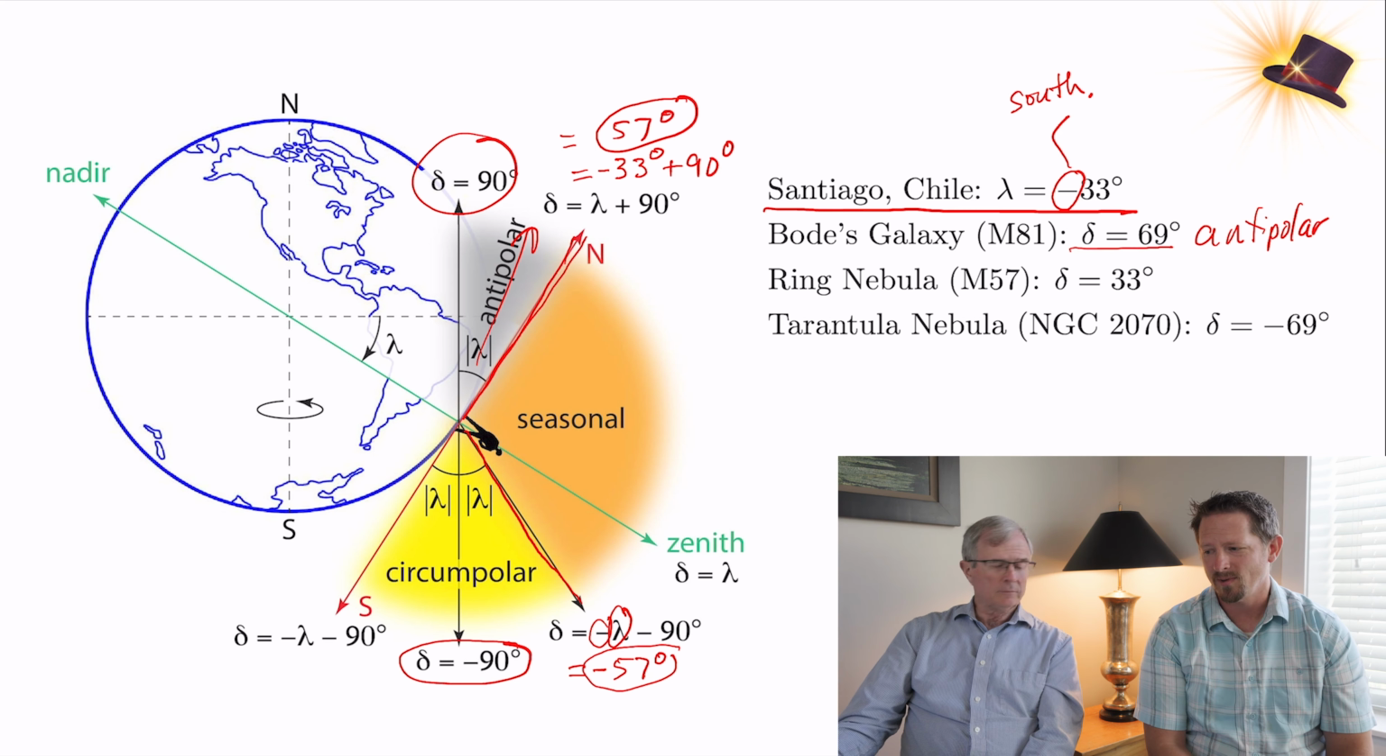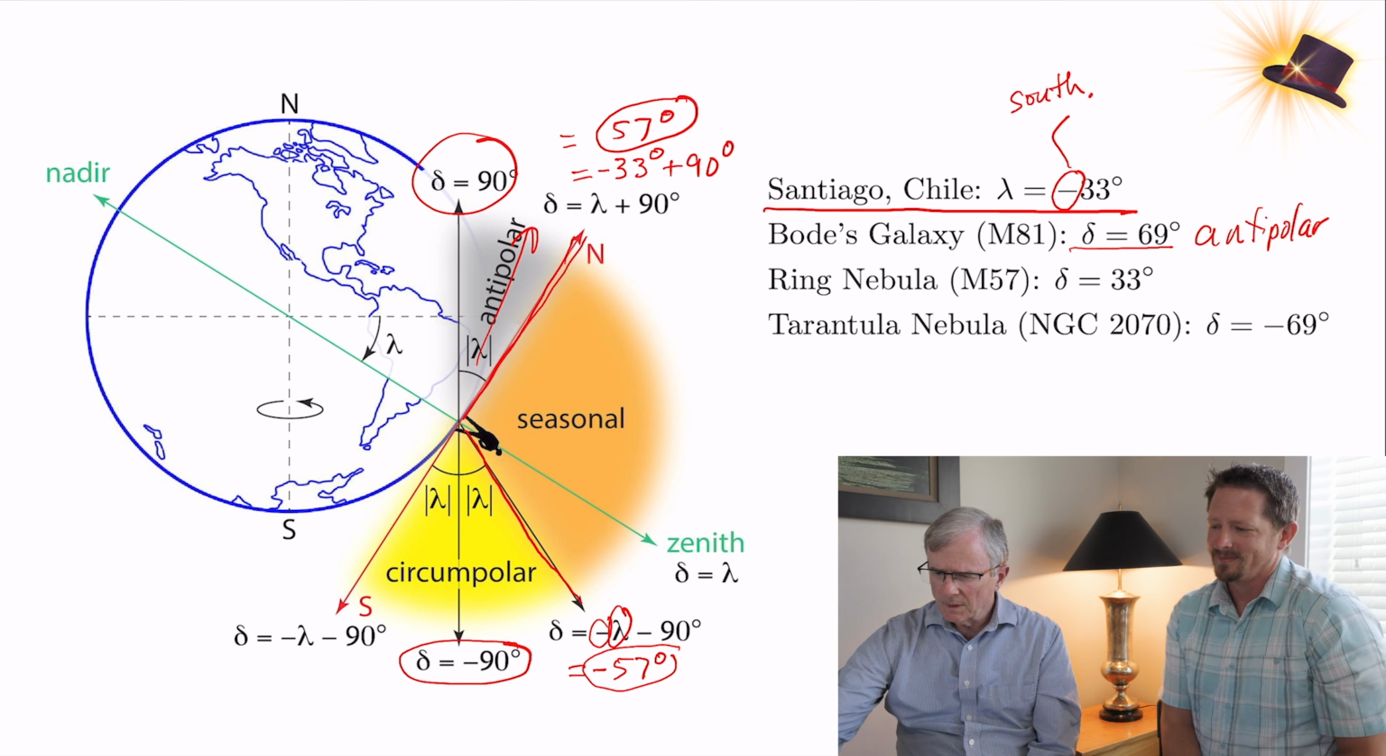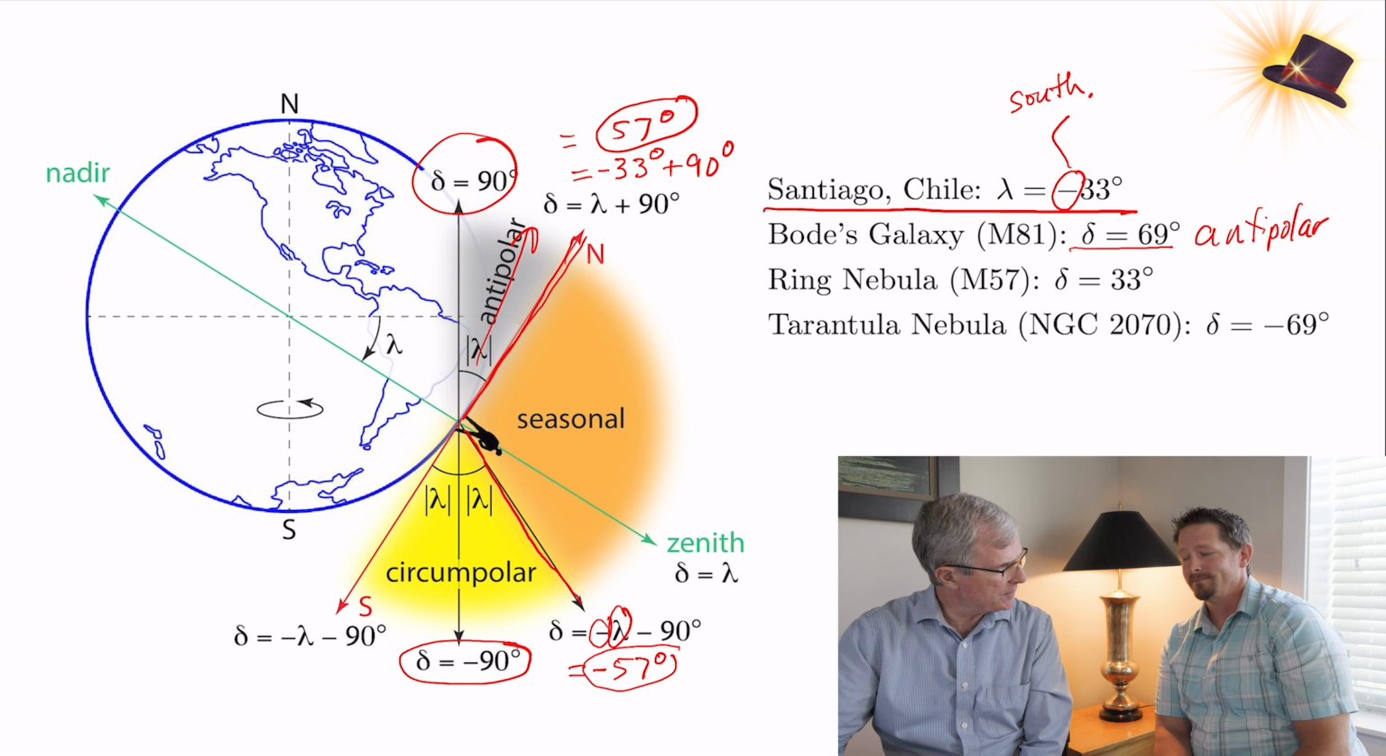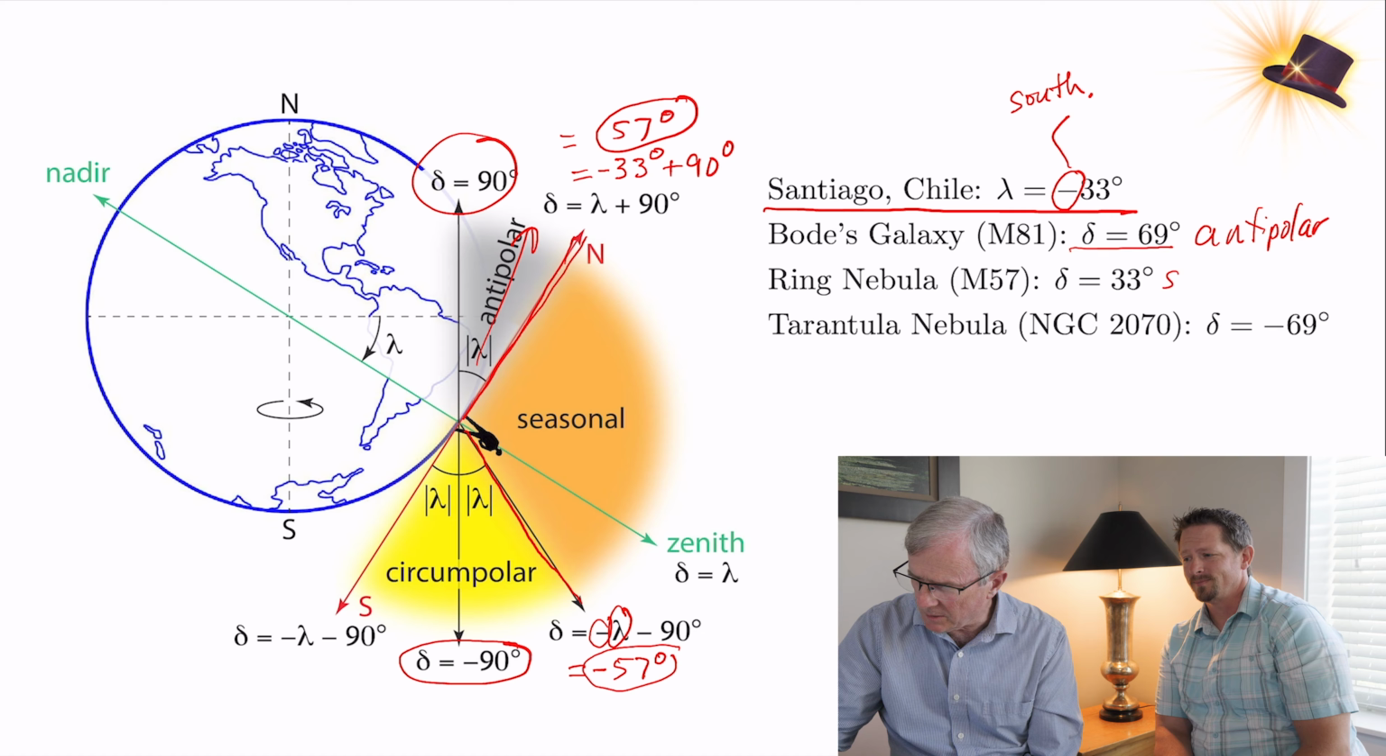Ring Nebula, 33. The Ring Nebula is great. A lot of people can see it a lot of the time. It's between negative 57 and 57, so it's a good bet to be seasonal.